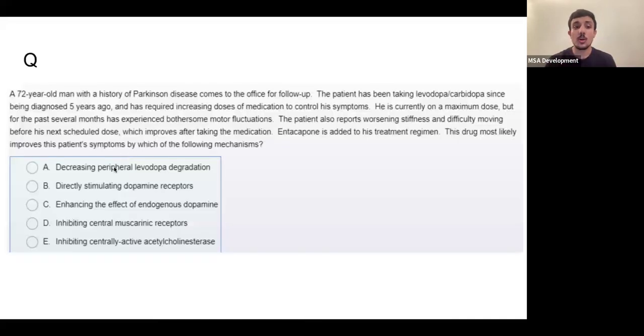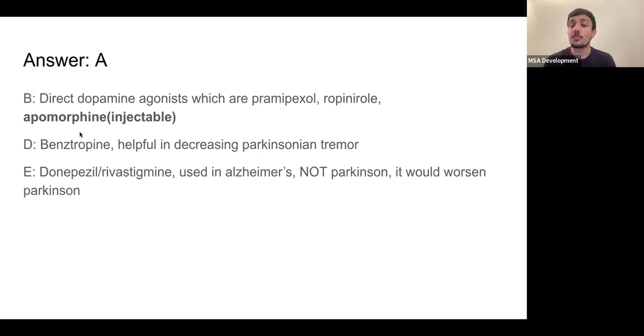Apomorphine is the only drug here that can be injected. The rest are oral formulations. So apomorphine can be injected. They might give you a patient that's getting an injectable drug. What is the drug? You will remember that that's apomorphine. And just because it ends with morphine, it is not used as a painkiller. It is not a common morphine that's used as a painkiller. It's used in Parkinson as a direct dopamine agonist.